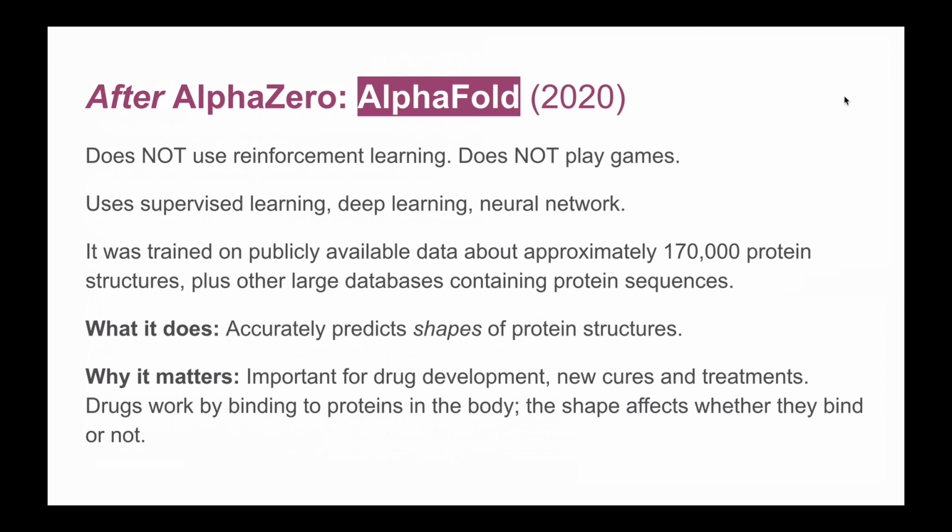And what it does, the purpose of AlphaFold, is to accurately predict the shapes of protein structures given a certain set of proteins. What shape will result. And why this matters is it's very important for drug development, among other things, but drug development, cures and treatments in particular, because drugs work by binding to proteins in the body. And the shape of the protein affects whether they bind or not.